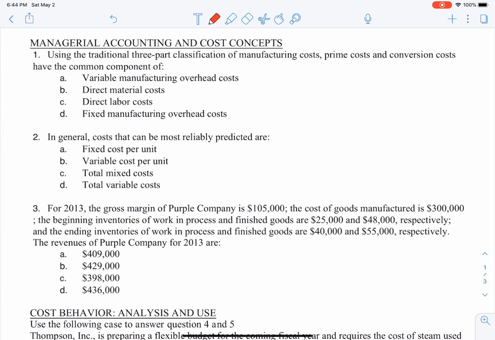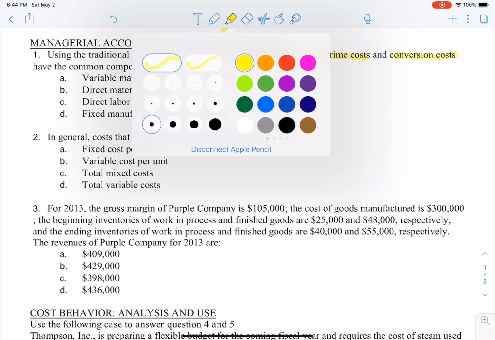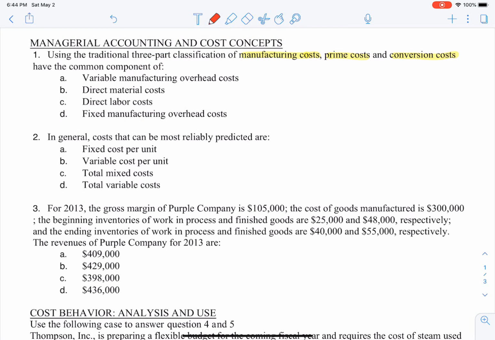So using the traditional 3-part classification of manufacturing cost, prime cost, and conversion costs, what are the common components? For this problem, we had to know 3 formulas for manufacturing cost, prime cost, and conversion cost. Manufacturing cost is direct material plus direct labor plus manufacturing overhead. Prime cost is direct material plus direct labor, and conversion cost is direct labor plus manufacturing overhead.